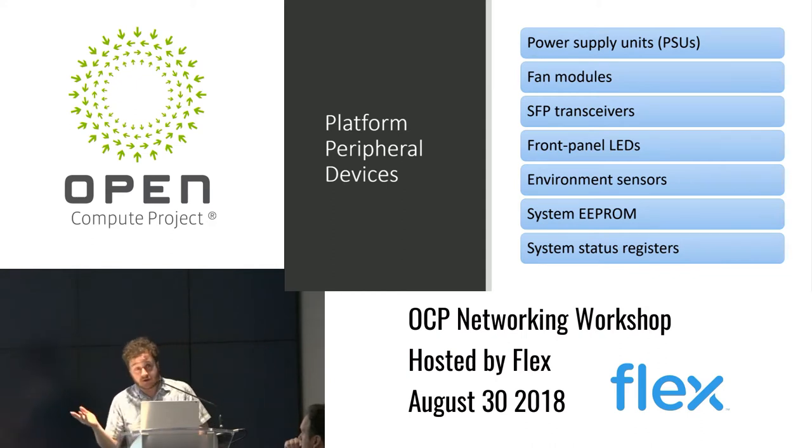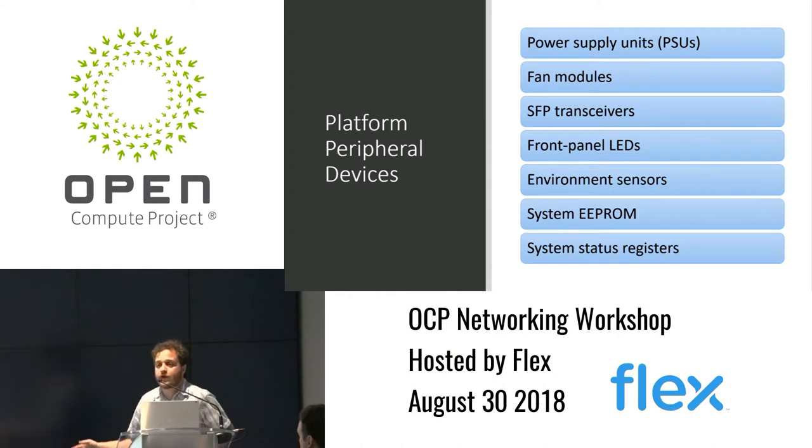Front panel LEDs. Every platform has LEDs along with each of those cages to indicate the status of each port. Environment sensors. As with any platform like this, we have temperature sensors and voltage sensors, fan speeds, multiple things to monitor there. The system EEPROM. Every switch has a system EEPROM with information burned into it, and we need to access that. And then every platform has its own array of system status registers. So there's plenty of peripheral hardware here outside of the ASIC that we need to interface with.